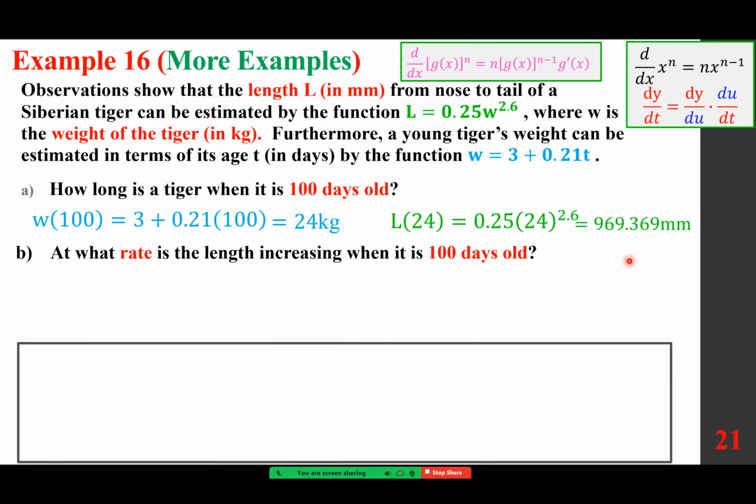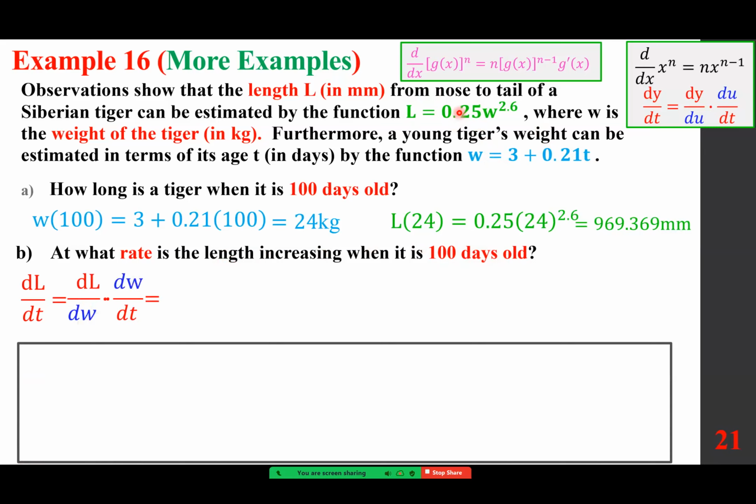At what rate is the length increasing when it is 100 days old? That means take the derivative, because there is one point in time. So we're going to write dL/dt, the intermediate variable from L to T. In between is the weight, so dW.